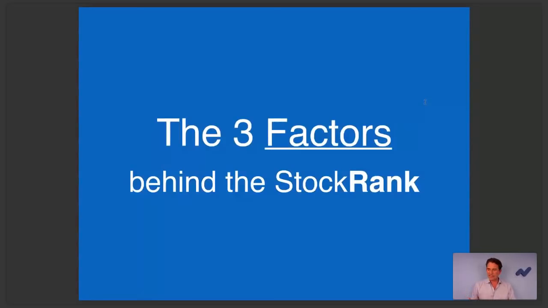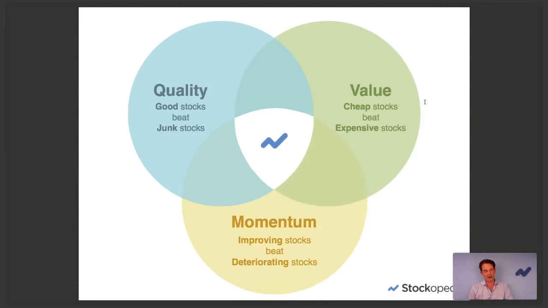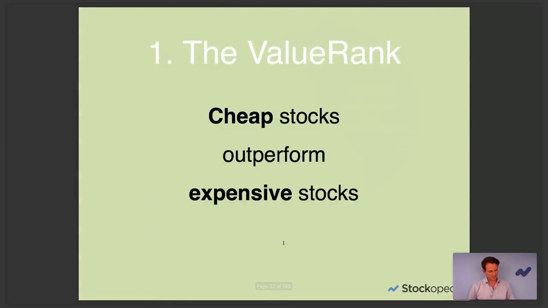This next section is going to go a little bit deeper into what composes the quality, value, and momentum rank. I do like to use this Venn diagram because, as you'll see, it's a very useful tool when we start talking about the combinations of ranks later. But essentially, you've got the idea that good quality, profitable shares beat junk shares, cheap shares beat expensive shares in value, and improving or strong stocks beat deteriorating stocks. And I'll be showing you some of the results in each of these sections.